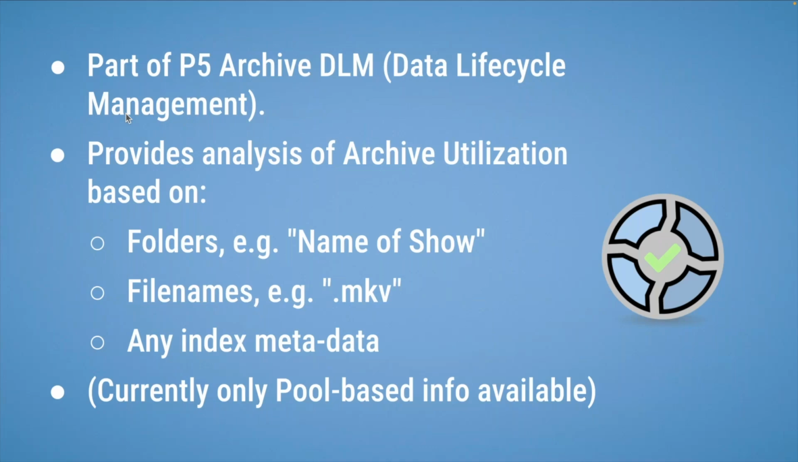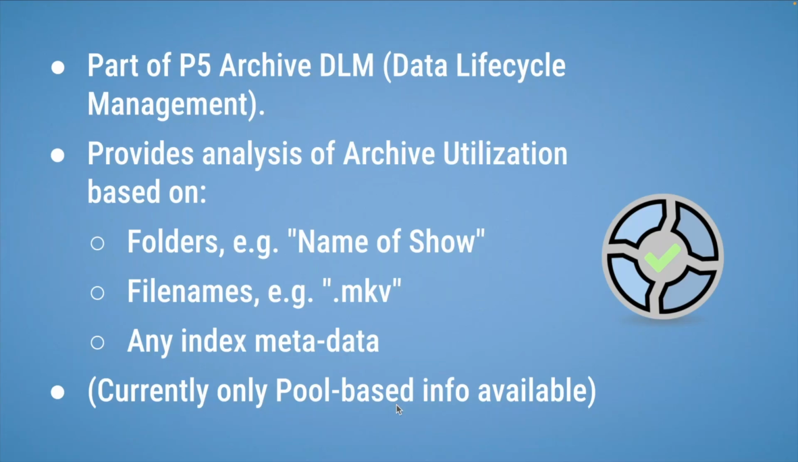about the index. So it could be the name of a folder, it could be a file type, it could be any metadata that you have in your index. You can start to count up the total number of terabytes archived that matches a query and then put that in a graph. So previously you could look at pools and see how much space has been used in a given pool to have an idea of how your archive is being utilized.